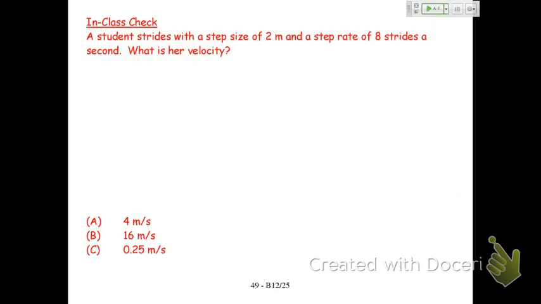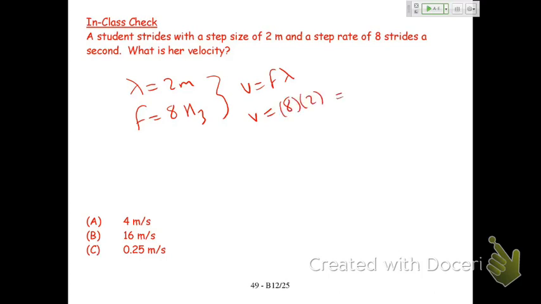Okay, that's interesting. So the student strides with a step size, our wavelength, equal to 2 meters, and a rate, our frequency, equal to 8 hertz. So v equals f lambda. V is equal to 8 times 2, which equals 16 meters per second. Think of a hertz as cycles per second. 1 over seconds is the dimensions. Fast student, yeah.